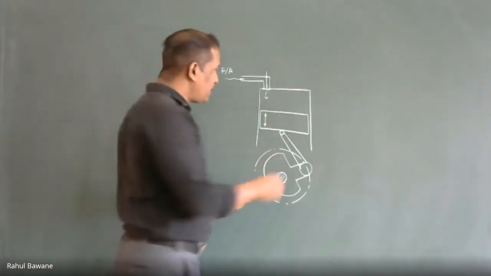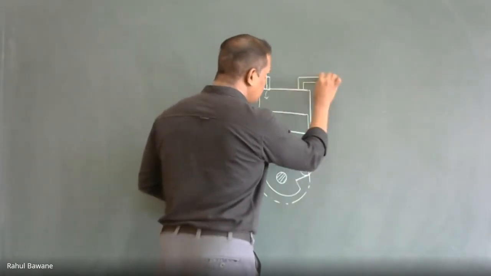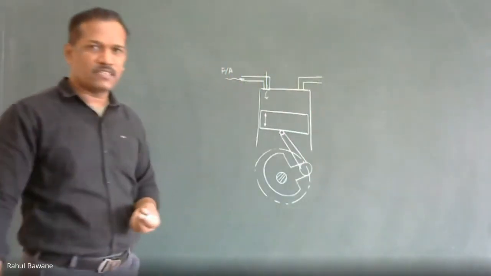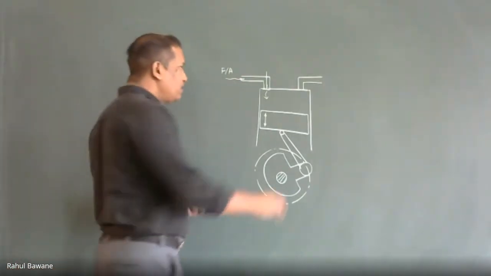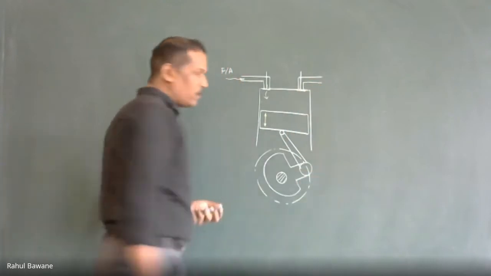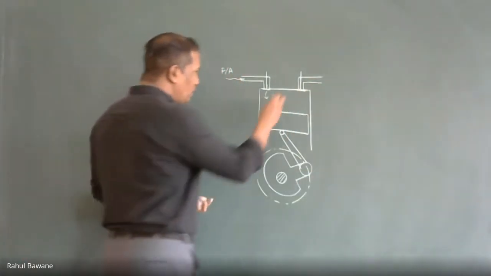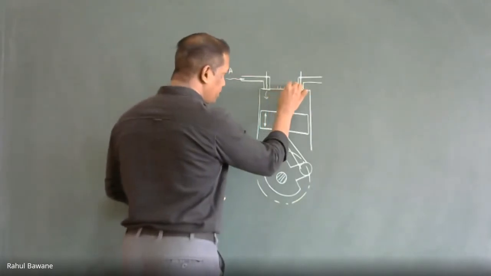Then we must have an outlet passage, an outlet channel, so that whenever there is a combustion, our exhaust gases can move out from the system. So this is the exhaust valve. And to ignite it, we have a spark plug.